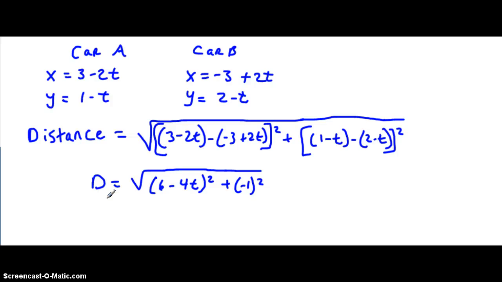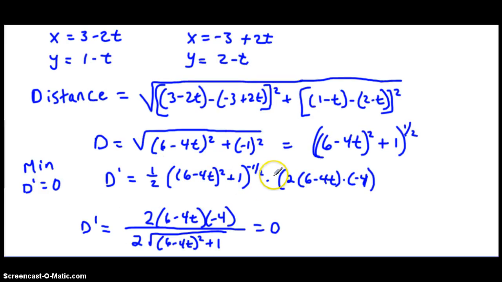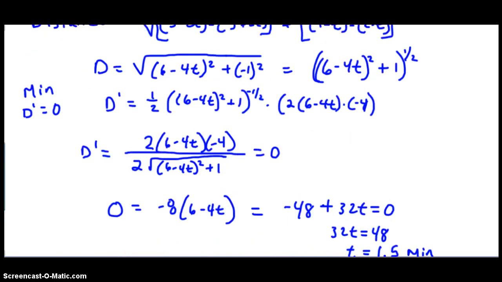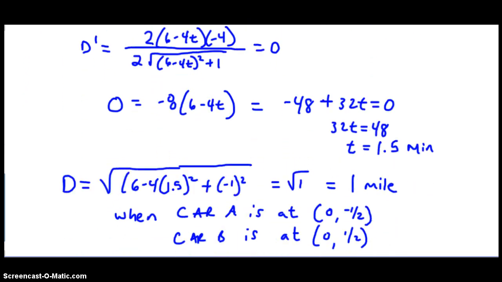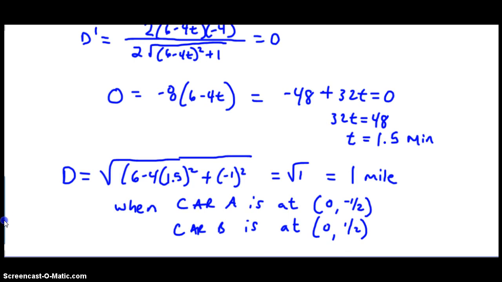So go ahead and pause the video, try to take the first derivative and set it equal to 0, and bring it back. So when you took the first derivative, you should use the chain rule, and you should find that time is equal to 1.5. Then you need to plug in that time and find the distance and the position.